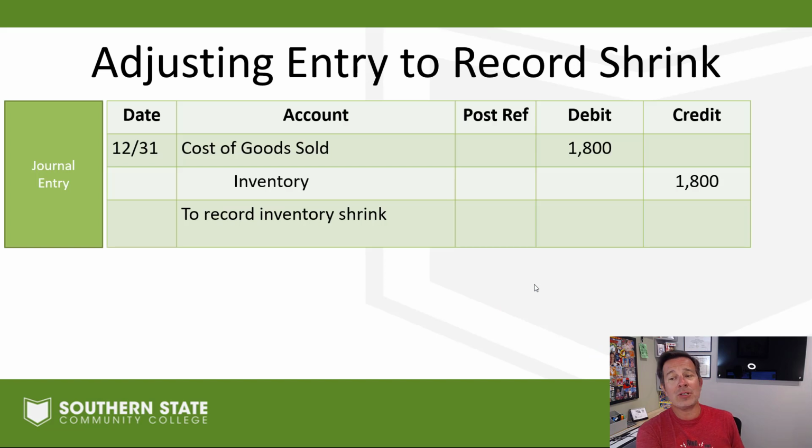We make an entry to record the shrink. We debit cost of goods sold, $1,800. We credit inventory, $1,800.